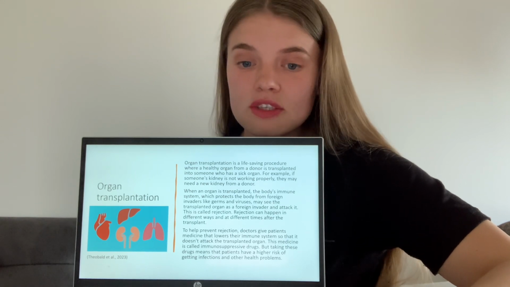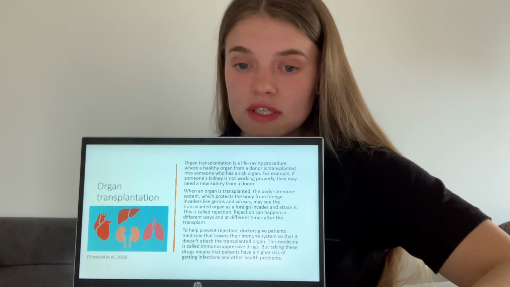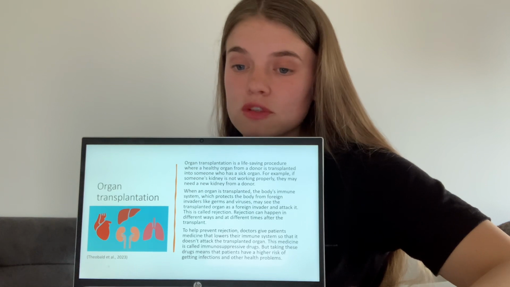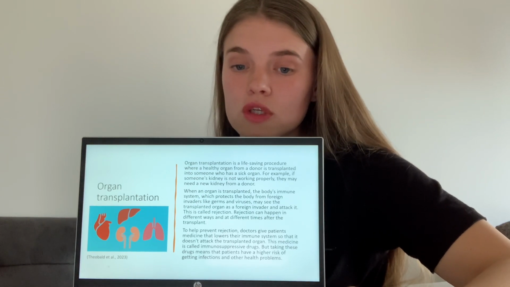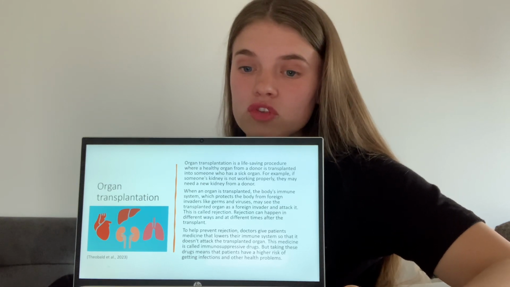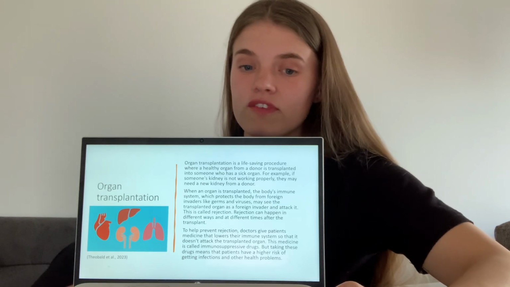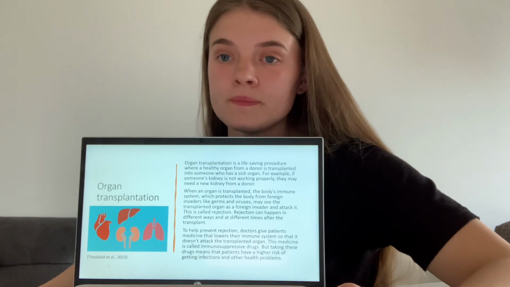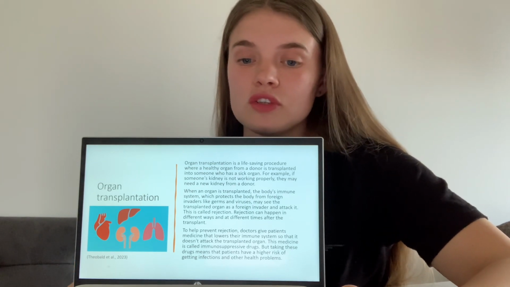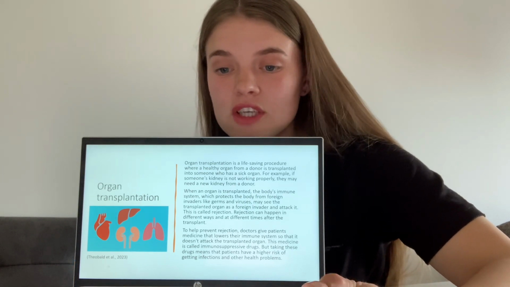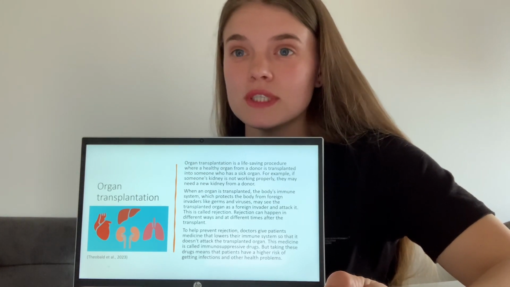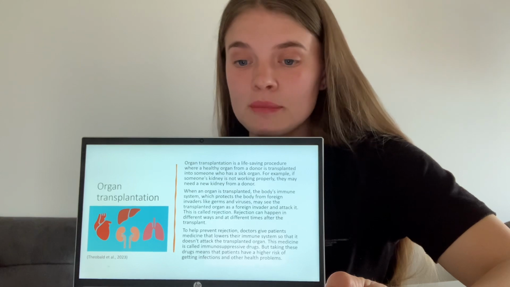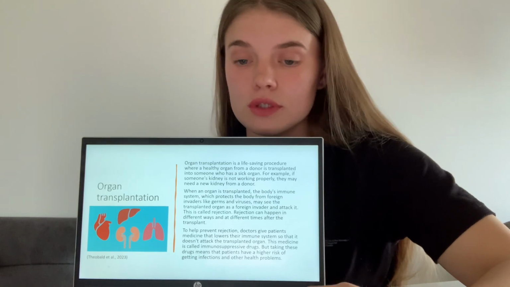To help prevent rejection, doctors give patients medicine that lowers their immune system so that it doesn't attack the transplanted organ. This medicine is called immunosuppressive drugs, but taking these drugs means that the patient has a higher risk of getting infections and other health problems. To make sure the transplanted organ is working properly and to catch any signs of rejection early, patients need to see their doctors regularly for checkups and tests. They also need to take their medicines exactly as the doctor tells them to.